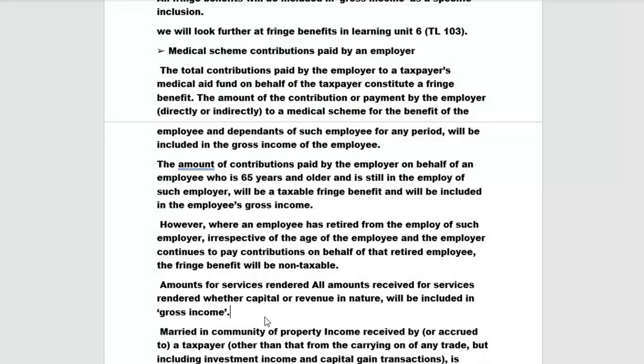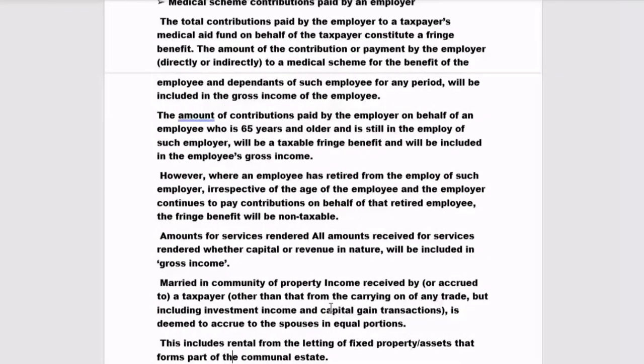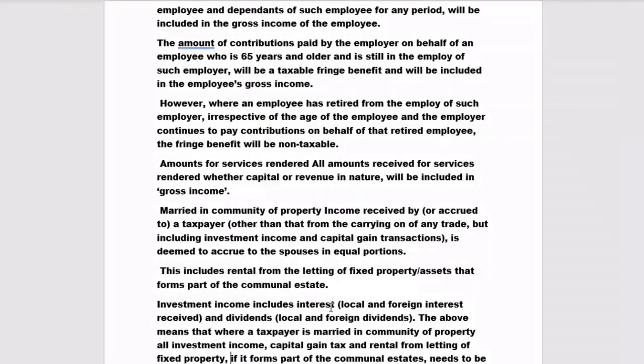Okay, let's see what it further says. Married in community of property, the income received or accrued to a taxpayer, other than that from carrying on a trade, but including investment income and capital gains transactions, is deemed to accrue to a spouse in equal portions. But I've got a question for you. My question is, why do you think the marriage type is important when it comes to anything else, but specifically for tax?